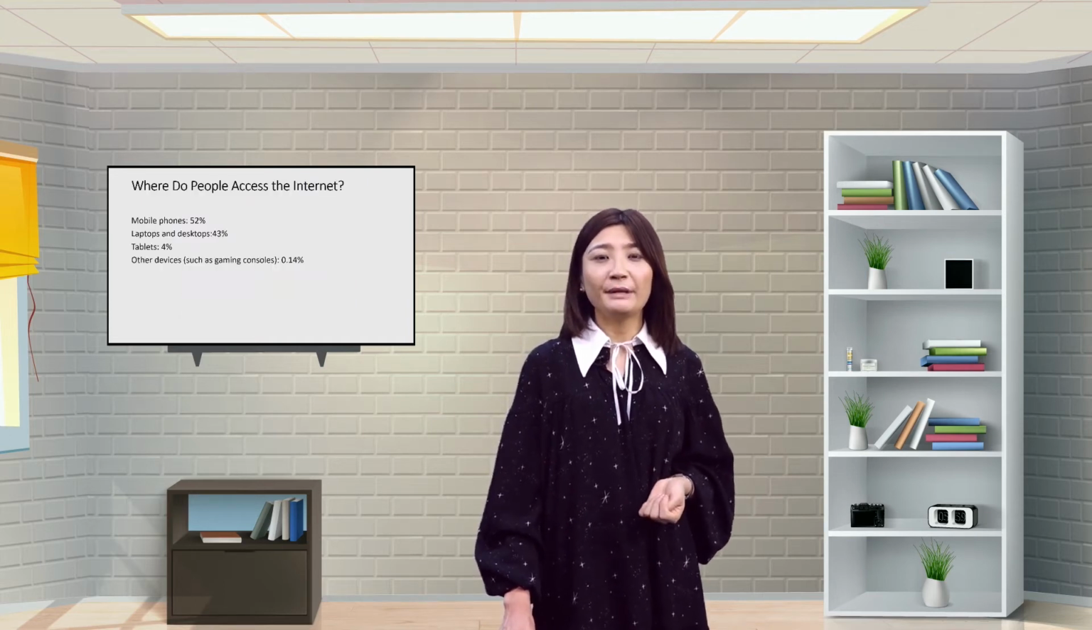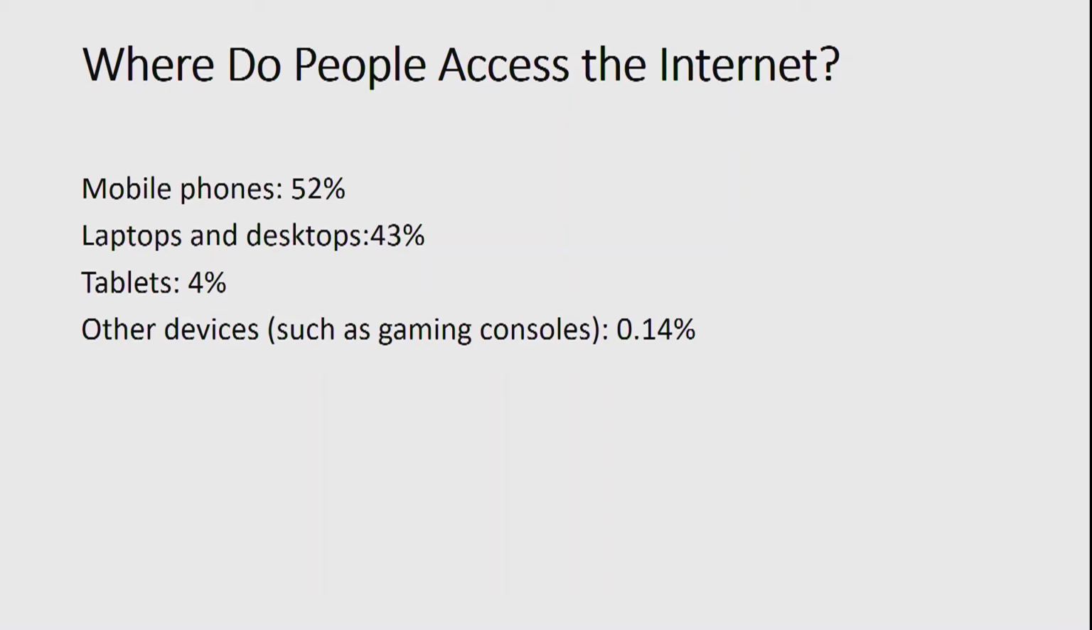Where do people access the internet nowadays? According to statistics, people access the internet through mobile phones, 52%, laptops and desktops, 43%, tablets, 4%, and other devices such as gaming consoles, 0.14%. How do you get online? If you ask me, I access the internet mostly through my mobile phone.